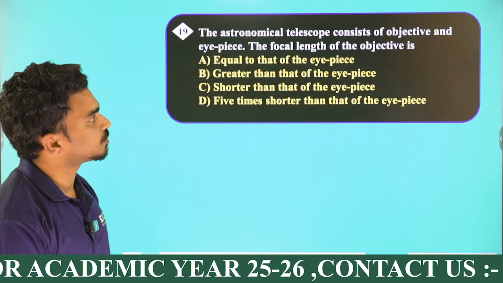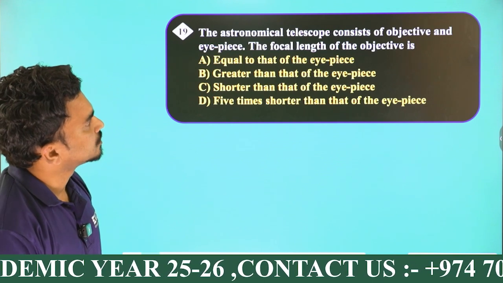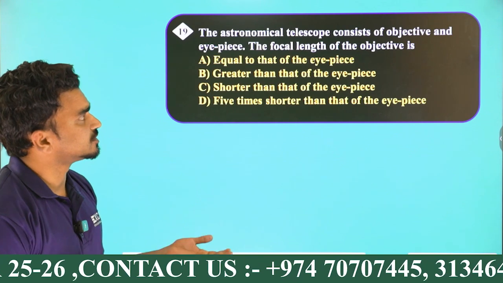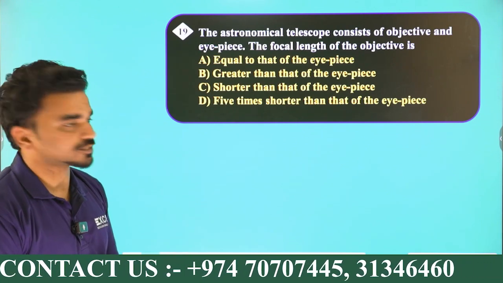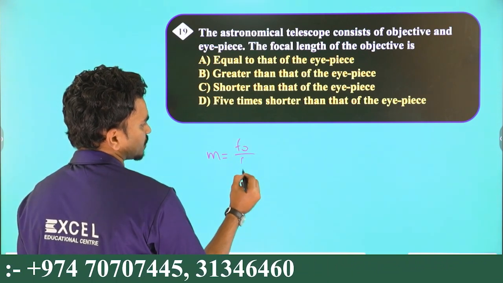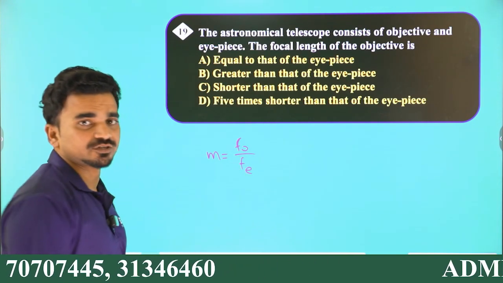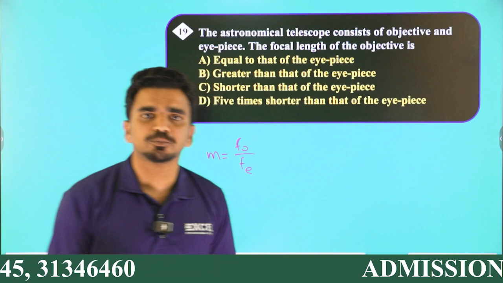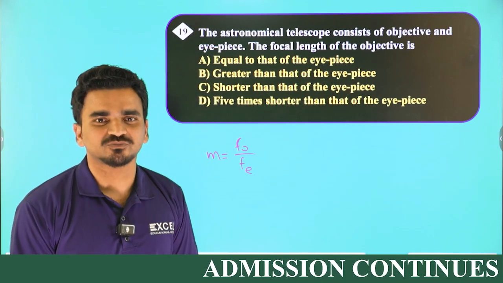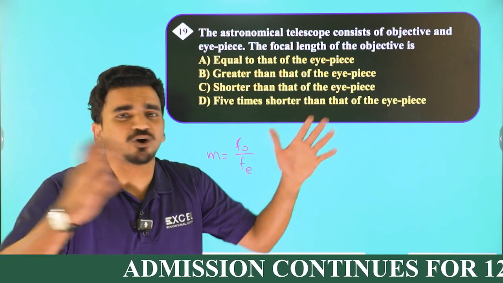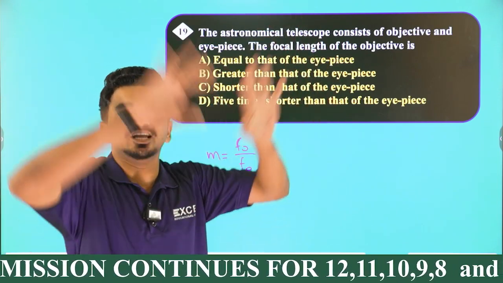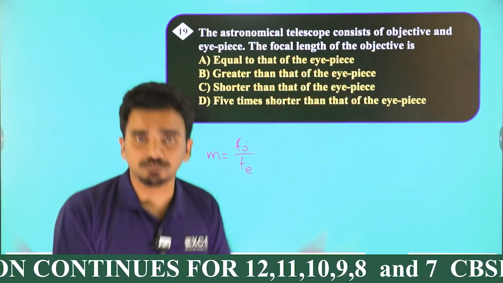An astronomical telescope consists of an objective and an eyepiece. The focal length of the objective is... That's a very simple question. What's the magnifying power of a telescope? fo by fe. What's our intention, to make a less magnification telescope or a more magnification telescope? Our intention is always to see an enlarged view of the object, right? To get an enlarged view, we need more magnification.